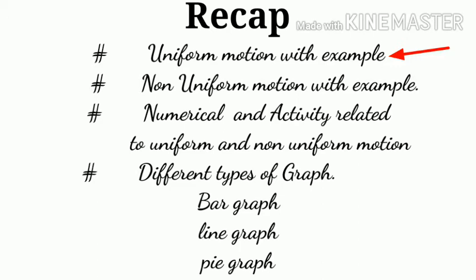What is uniform motion? When a moving object travels equal distance in equal intervals of time, that is called uniform motion. What is non-uniform motion? When a moving object travels unequal distance in equal intervals of time, that is called non-uniform motion. I have also explained numericals and activities related to uniform and non-uniform motion. We have also discussed the different types of graphs, bar graph, line graph, and pie graph, which show the relation between uniform and non-uniform motion.